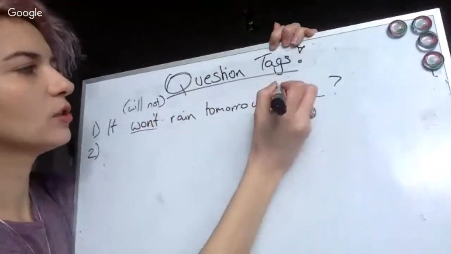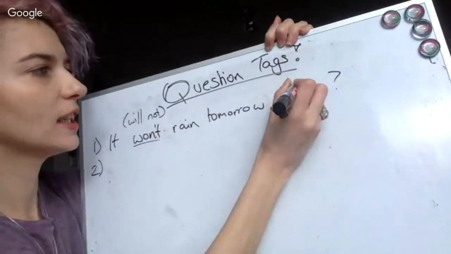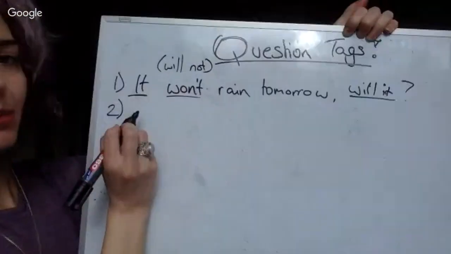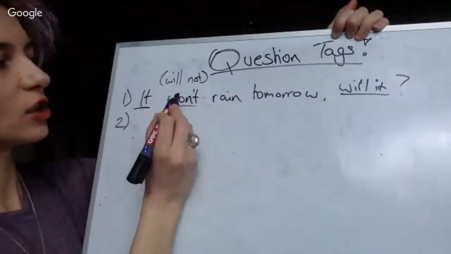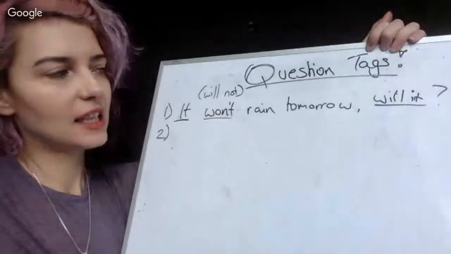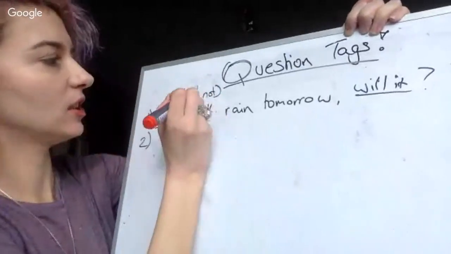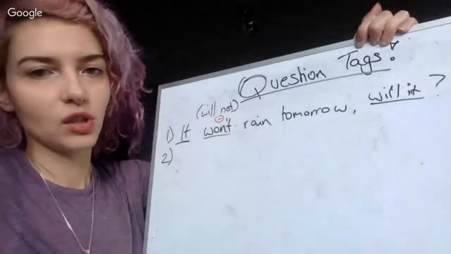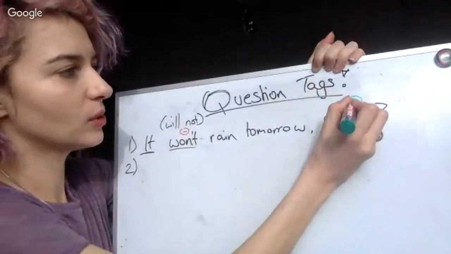The answer is: it won't rain tomorrow, will it? So again, we've got "it" as the subject. We've got "will not," which is negative. So the question tag must be positive. Question tag is positive. It won't rain tomorrow, will it?